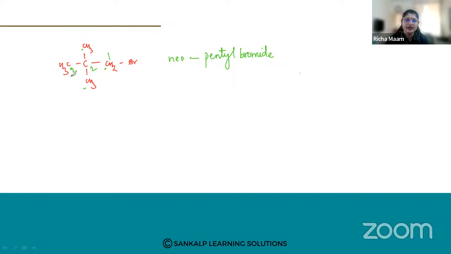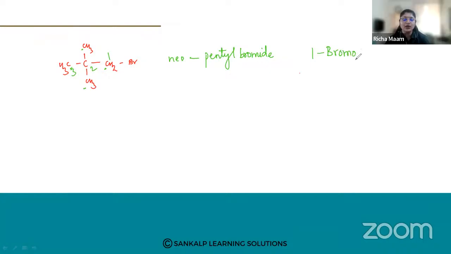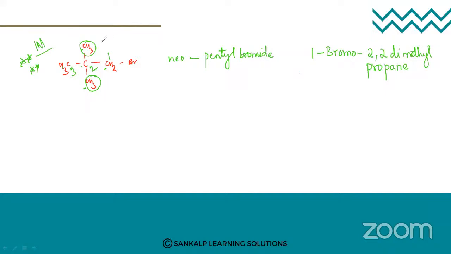Now the IUPAC name. So 1, 2, and 3. One bromo, then at the 2 position, how many groups do you have? At the 2 position, you have 2 methyl groups. So it is 2,2-dimethyl. Then the parent chain is propane. So this is very important. As I said, it is asked for 1 mark: give the IUPAC name. So this is asked in the IUPAC system.